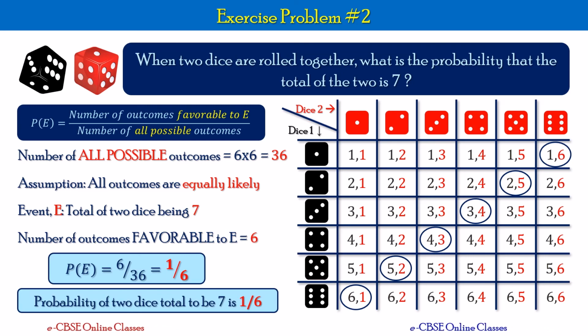Okay. You must have noticed the pattern in solving these problems here. You need to understand the problem and decide what are all the possible outcomes and count those. And next you define the event E and find out the total number of outcomes favorable to that event E, and simply take the ratio of these two. That's all. It's very simple.